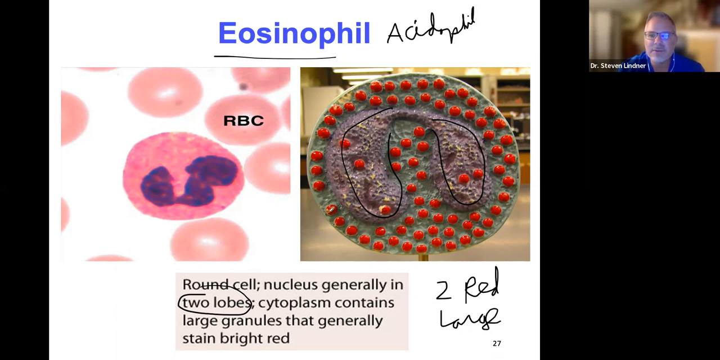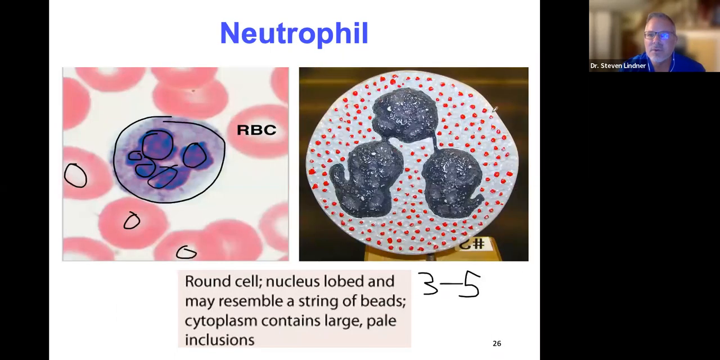Now, these granules can degranulate. They break and they release whatever is within them. So these granules also have substances within them, and then they break and they release what's within them. Neutrophils are like your first responder. So when you have a bacterial infection, your neutrophils are the first line of defense, right? It's like your first call to action.